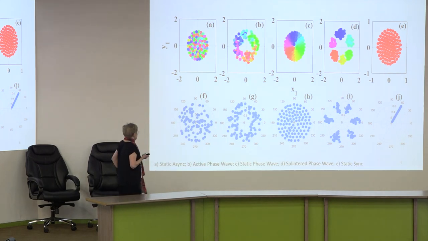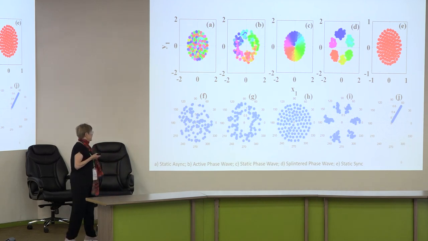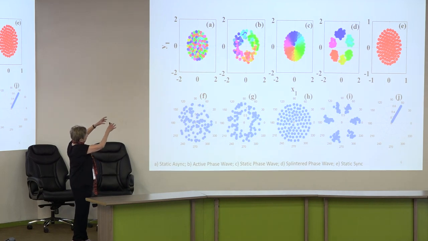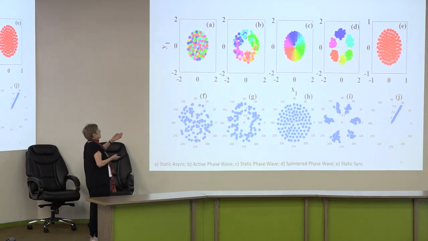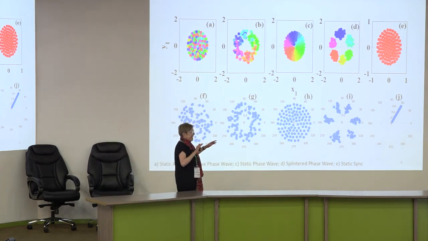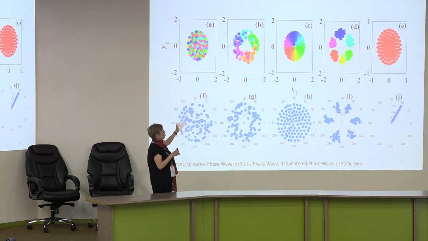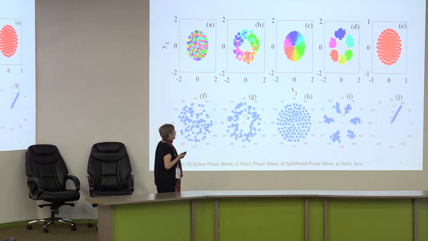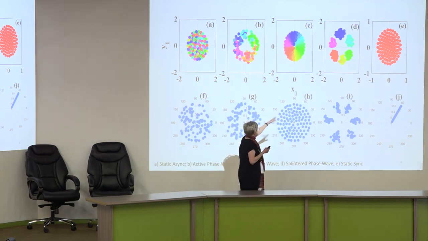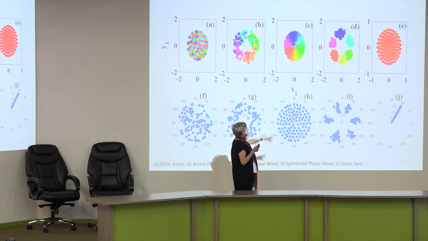Well, the first one, we call static asynchronous. The second one, in which, as you can see, they are essentially moving, we call an active phase wave. The third one is called the static phase wave. The active and the static, you cannot see in the pictures. You need to see them as a function of time, but essentially they are like that. So the third is a static phase wave, in which you have all the theta like this.